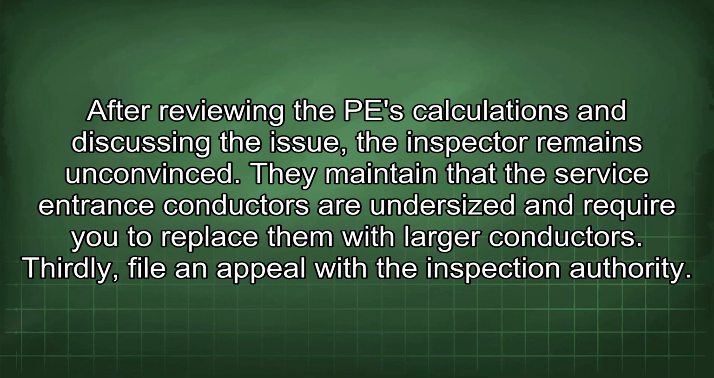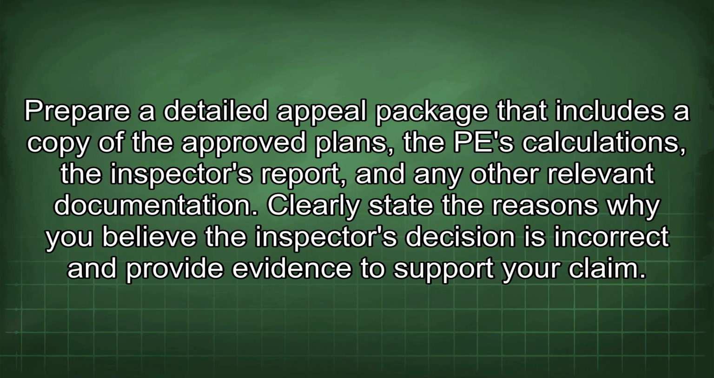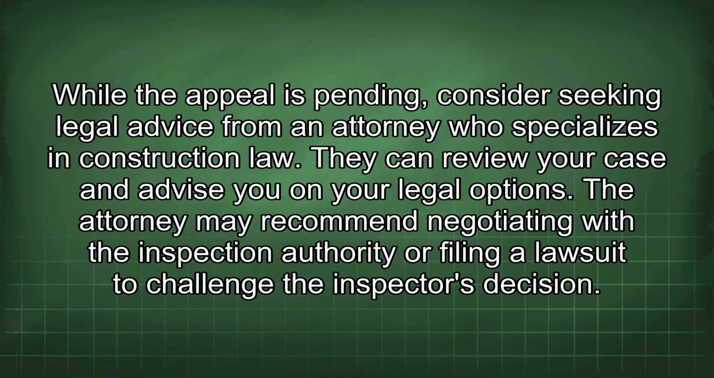Thirdly, file an appeal with the inspection authority. Prepare a detailed appeal package that includes a copy of the approved plans, the PE calculations, the inspector's report, and any other relevant documentation. Clearly state the reasons why you believe the inspector's decision is incorrect and provide evidence to support your claim. While the appeal is pending, consider seeking legal advice from an attorney who specializes in construction law.